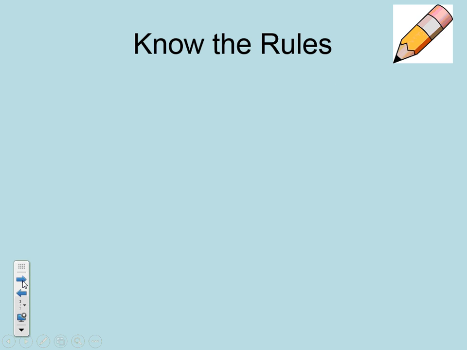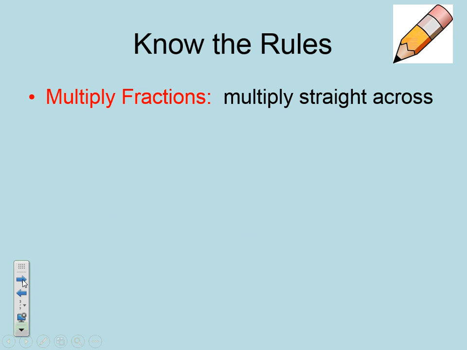Now, a few things we need to know are rules, which we've gone over, but just to make sure, when we're multiplying fractions, we multiply straight across. So for example, if we would have this fraction 1/4 times 1/5, we go straight across. 1 times 1 is 1. 4 times 5 is 20, and we would leave it like this.